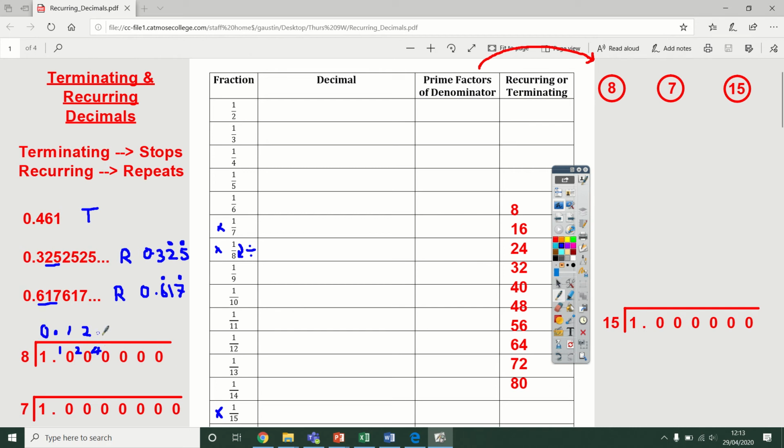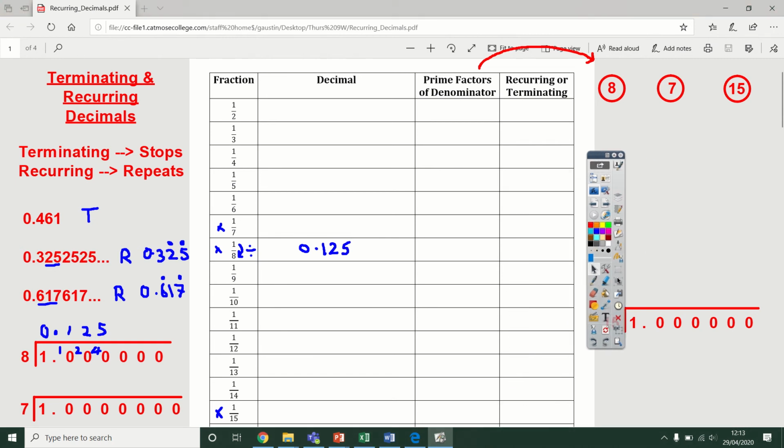Okay, next digit along, 8 into 40. Well, that's an exact amount of 8s. That's 5 8s. So 5 is the final digit. There's nothing left over, so my decimal is terminating. Okay, it stops there, and that's the rest of my decimal. Okay, so I can write that in this box. The decimal version of an 8th is 0.125. I'm going to clear these decimal times tables away. It's a terminating decimal. It stops, so I'm going to put T for terminating.